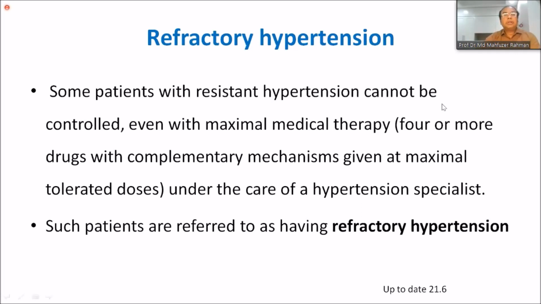Another terminology is refractory hypertension. Some patients remain uncontrolled with medical therapy: 4 or more drugs with complementary mechanisms given at maximum tolerated doses under the care of a hypertension specialist. Such patients are referred to as having refractory hypertension. We say 4 or more drugs.